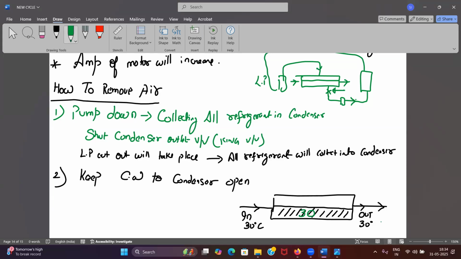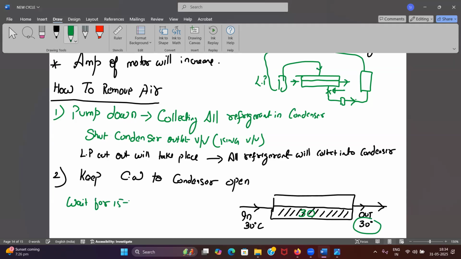जब तक हीट ट्रांसफर हो रहा है तब तक ये आउटलेट टेम्परेचर ज्यादा रहेगा ना। But once the heat transfer has finished, that means all the refrigerant has cooled down to the same temperature as your cooling water, and inlet and outlet temperature is same now. Can I say all of my refrigerant has been condensed? Yes, sir. Okay. So you have to wait for at least 15 to 20 minutes for this process.